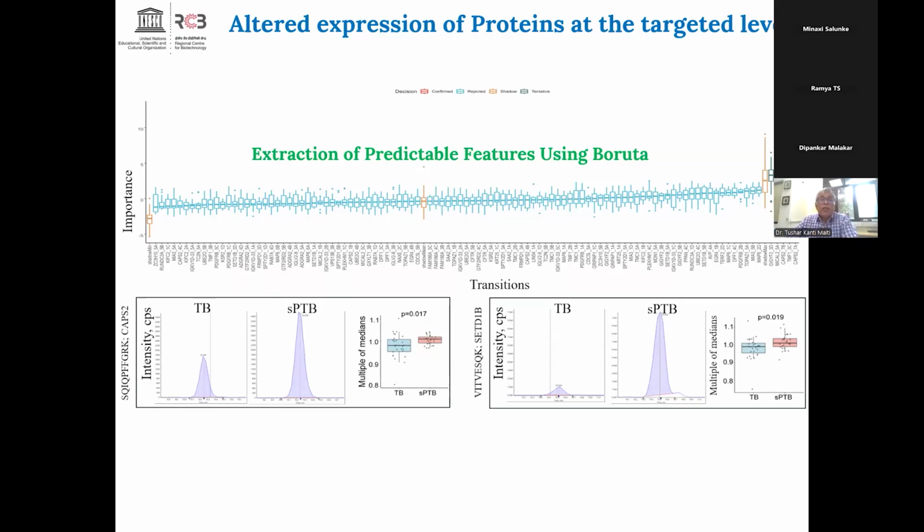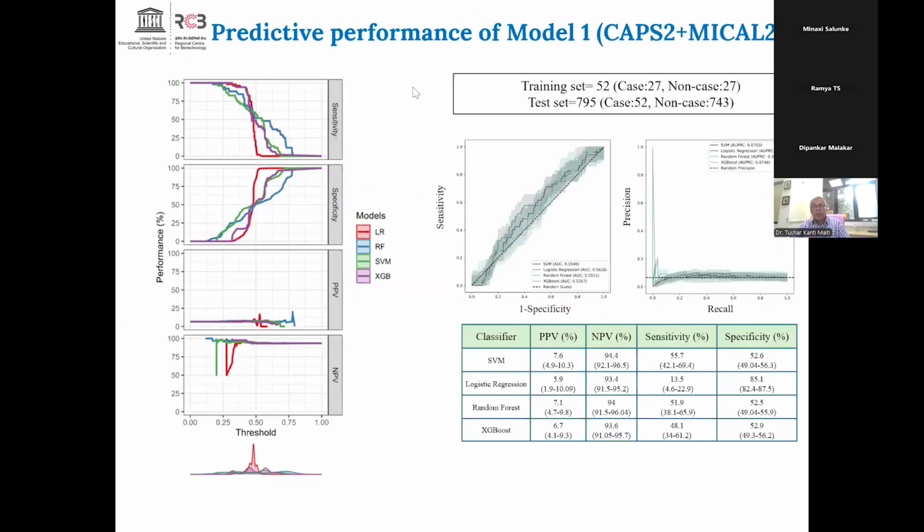So next, we tried to perform predictive models using the red color features on the right hand side, whatever transitions I mentioned, largely the proteins CAPS2 and Michael-2. Using the different transitions, we tried to build the models. The performance model was carried out with CAPS2 and Michael-2, both proteins combined, and we plotted specificity, negative predictivity, and sensitivity, using different machine learning algorithms.